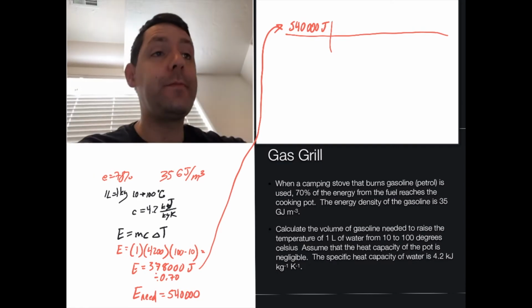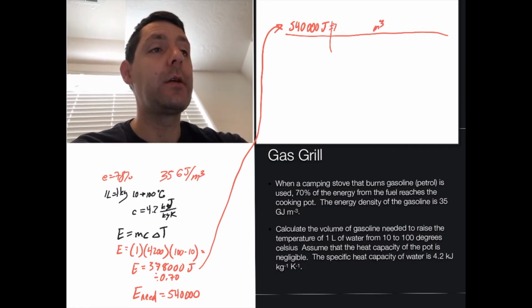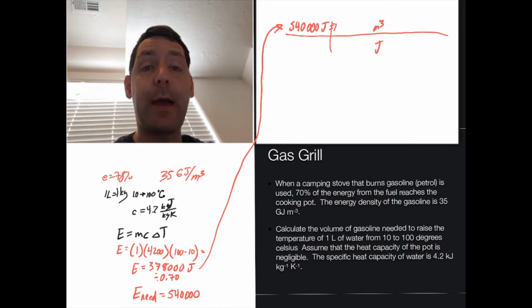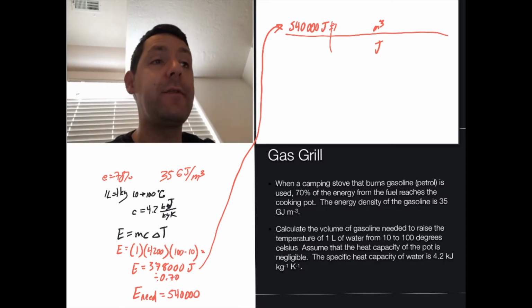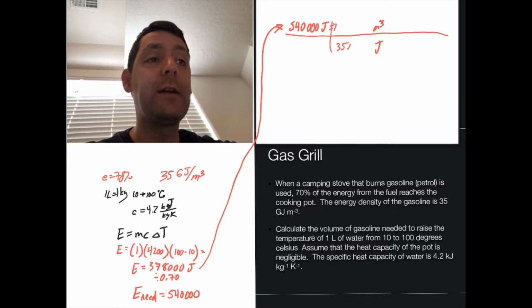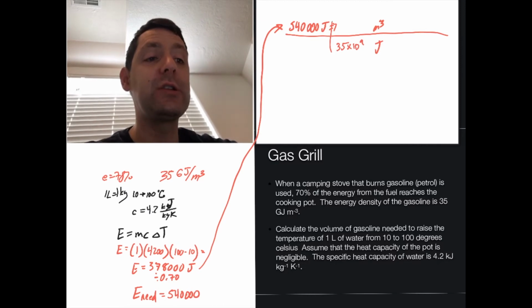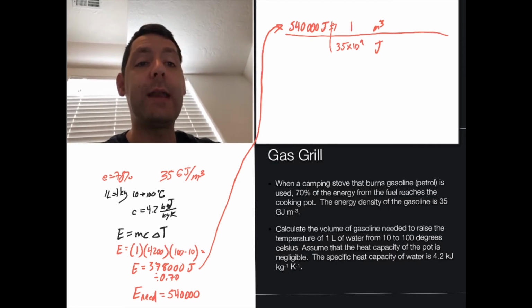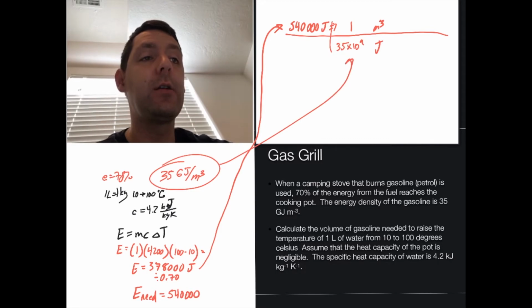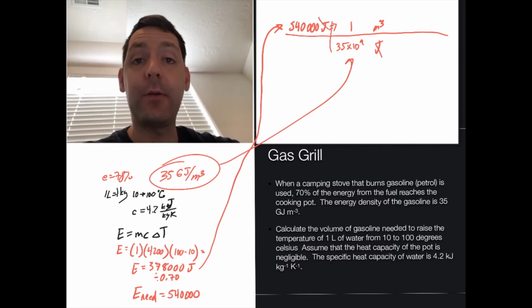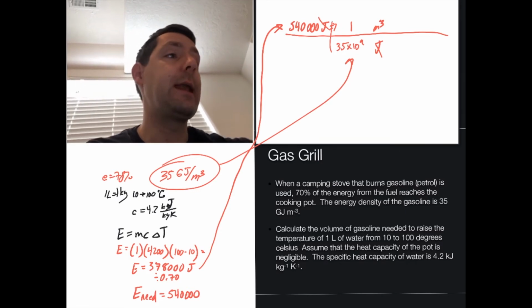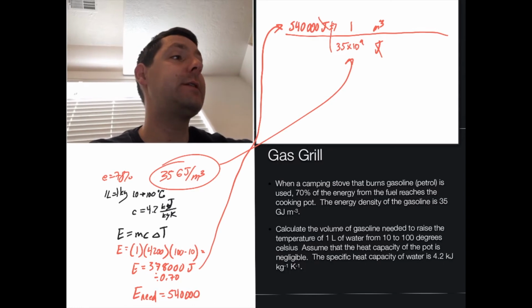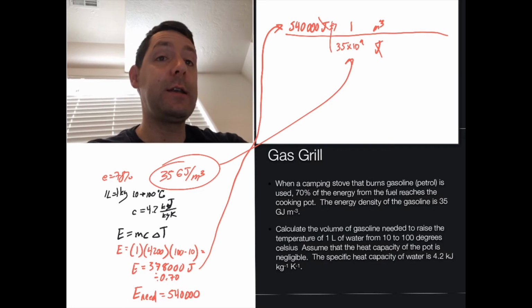So that's what I'm going to bring up here, 540,000 joules, and then I need to turn that into volume. I want the joules to cancel out. So I'm going to take my energy density, which was 35 gigajoules, so 35 times 10 to the 9th joules per meter cubed. That is the energy density I was given. That allows the joules to cancel out and gives us meters cubed. So I'm going to take my number and divide by 35 times 10 to the 9th, and I get a very small number.